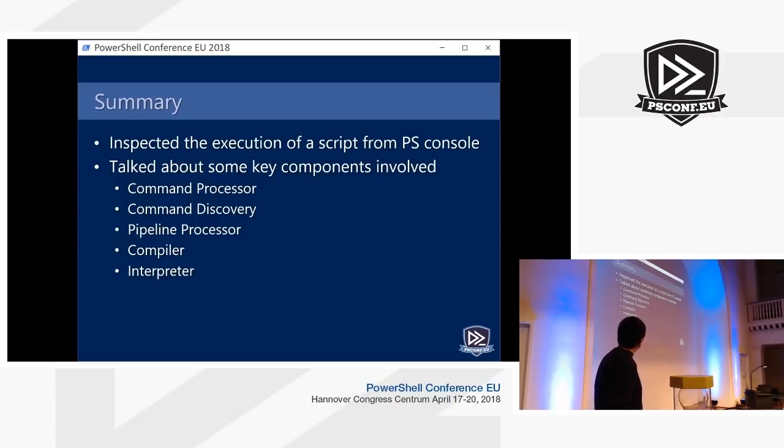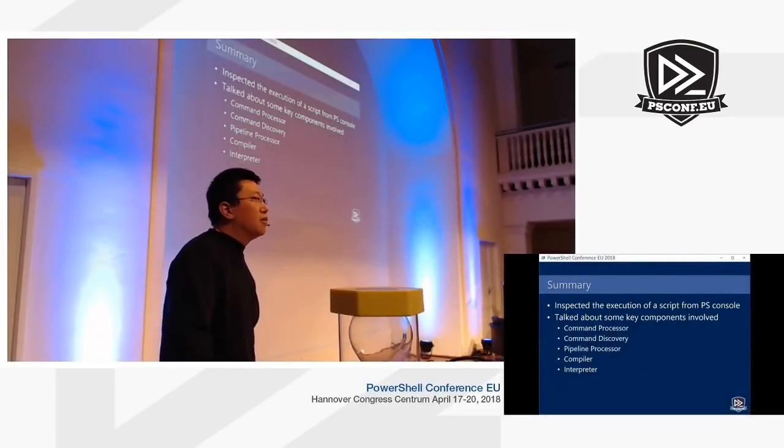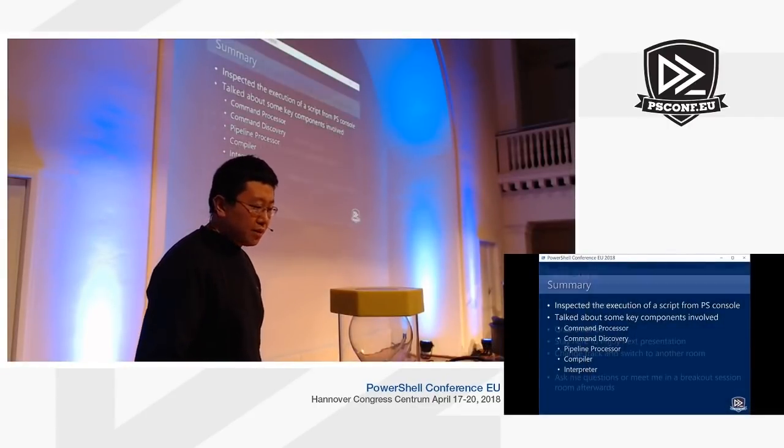We talked about the compiler, how it consumes the AST, generates the expression block representing the actions, and then combines it with the environment context to form a Lambda expression. And then we talked about the interpreter, which the compiler uses to turn the Lambda expression into real executable code. So this is the whole process of running a simple script from the PowerShell console. I think that's it.